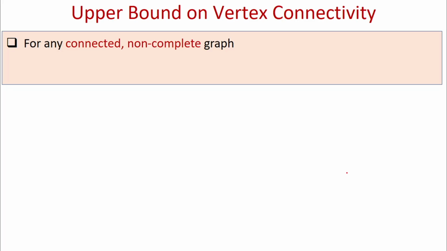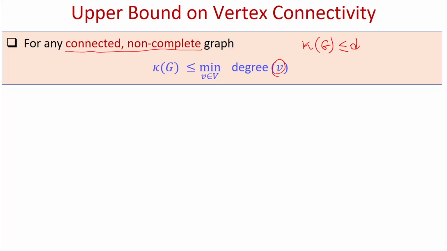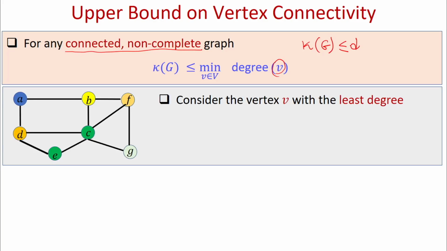So now we want to find some upper bounds on the vertex connectivity and edge connectivity. Let's first prove an upper bound on the vertex connectivity. My claim here is that for any connected non-complete graph, I stress connected non-complete graph, the vertex connectivity is always less than or equal to the minimum degree possible in your graph. That means you take the vertex V which has the least degree in the graph, say the degree is D, then my claim is that kappa of your graph G is always less than or equal to D. Okay. So a simple proof for this fact is the following.